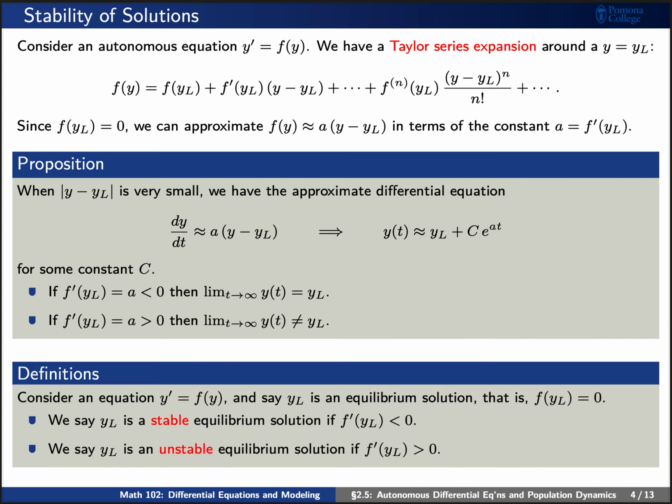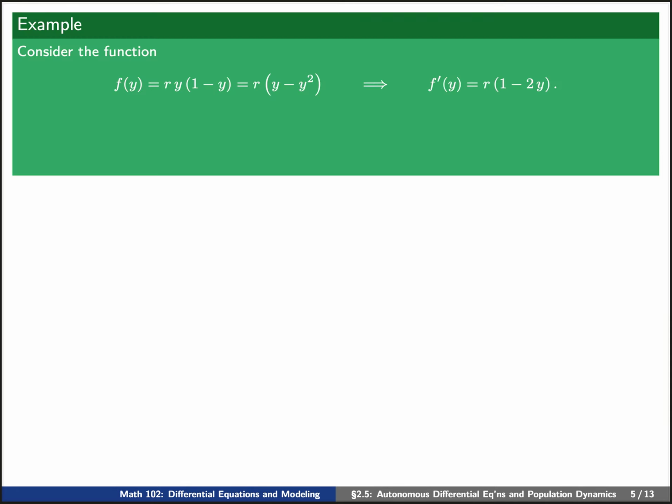This then motivates two definitions. Again, say that we have an autonomous equation, y prime equals f of y, and say that y sub l is an equilibrium solution. That is, f evaluated at y sub l equals 0. We'll say that y sub l is a stable equilibrium solution if the derivative f prime of y sub l is negative. If the derivative is positive, we'll say that y sub l is an unstable equilibrium solution. Notice that we do not give a definition if f prime of y sub l equals 0, only if it's either negative or positive. Let's focus on an example.